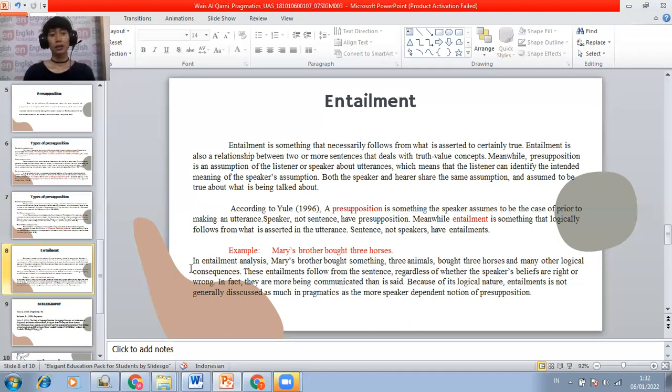Speaking of the entailments, the entailment I mentioned just now follows from the sentences, regardless of whether the speakers believe are right or wrong. In fact, more is being communicated than is said. So the function of the entailment here is to communicate more than is said. It doesn't focus on the utterance or many other analyses. Therefore, because of its logical nature, the entailment is not generally discussed as much in pragmatics as the more speaker-dependent notion of the presupposition.